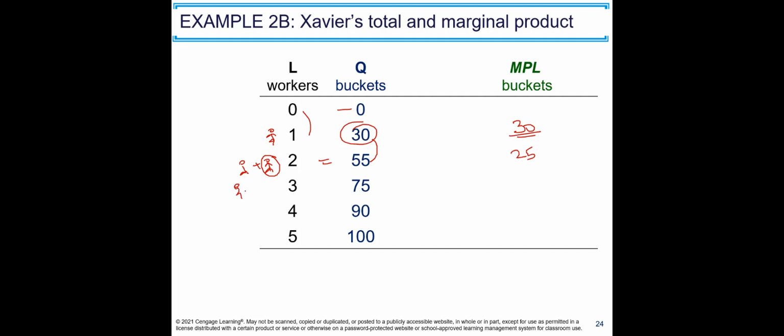All 3 together here produce 75, and I know that 2 together produce 55. What is the marginal product of the third worker? It is the increase in total output, in this case 20. And here the fourth worker's marginal product is the increase in output, which is 15. The fifth worker's marginal product is 10. This is how we calculate marginal product.